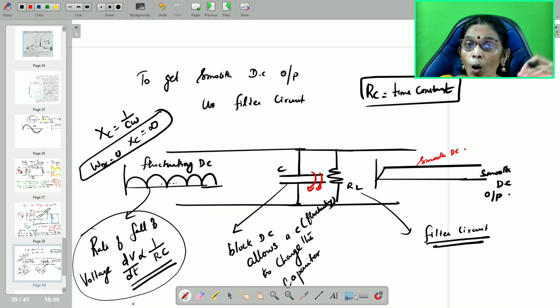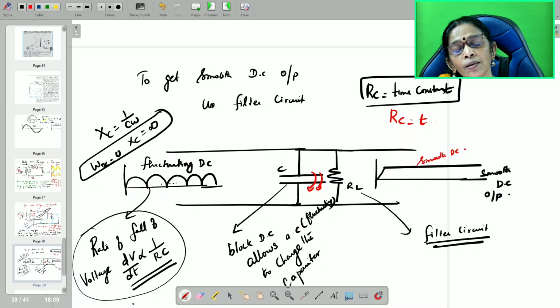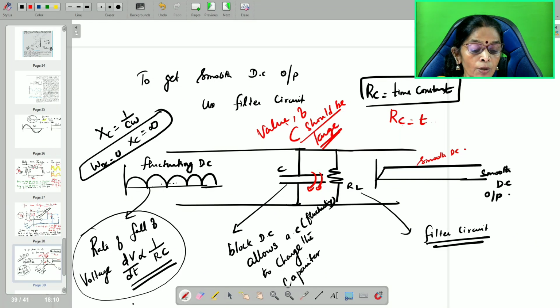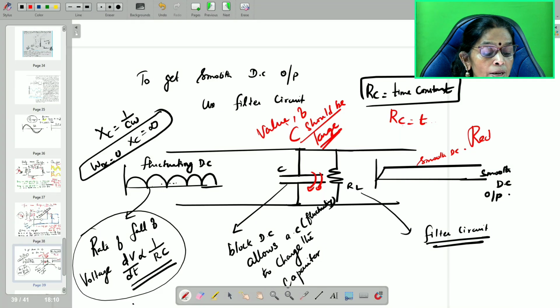But I want this for a longer time. In order to have it for a longer time, RC is equal to the time constant, T. So in order to increase the time of getting this DC output, I have to increase the value of C. So C has to be large. If you take a large value of C, the time constant is large. Therefore, the voltage drop across the resistor is proportional to 1 by RC. So this is how we get a rectified output voltage. This is called the rectified output voltage.